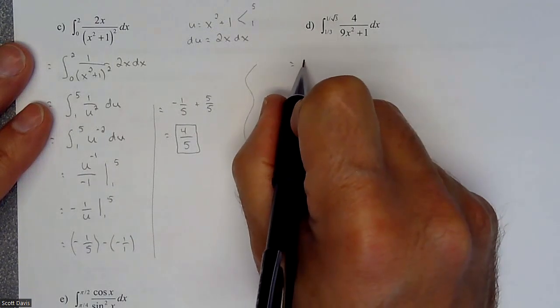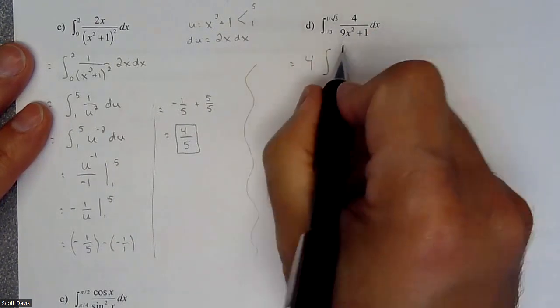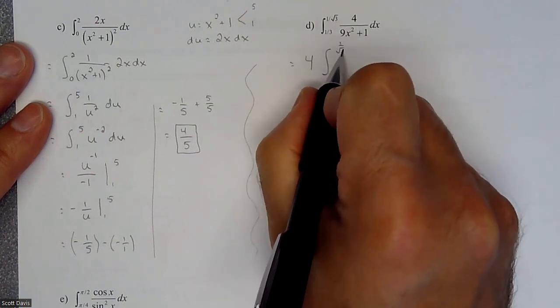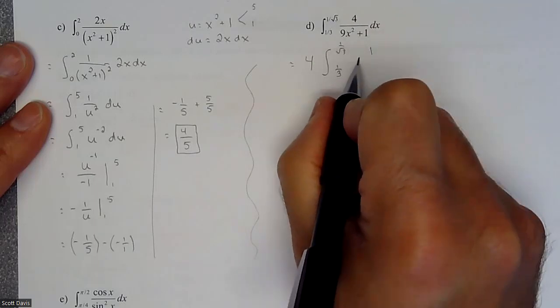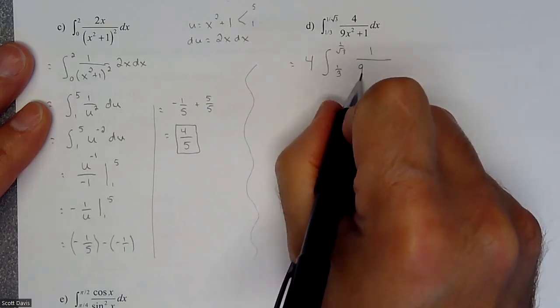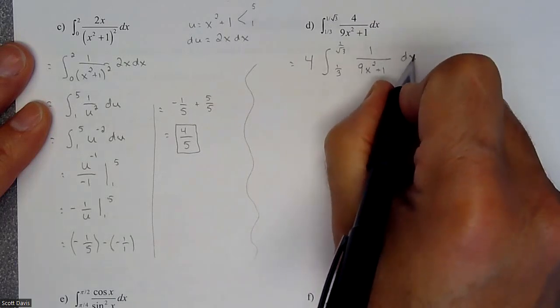So I'm going to rewrite this by pulling the 4 off. And I have a 1 over root 3 and a 1 over 3. And it's a 1 over 9x squared plus 1 dx.